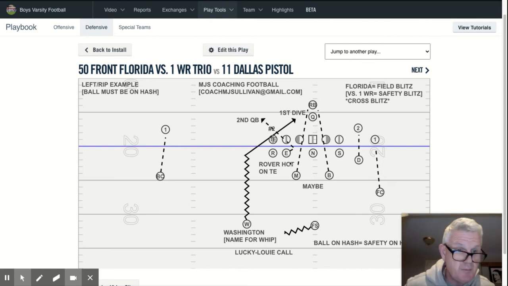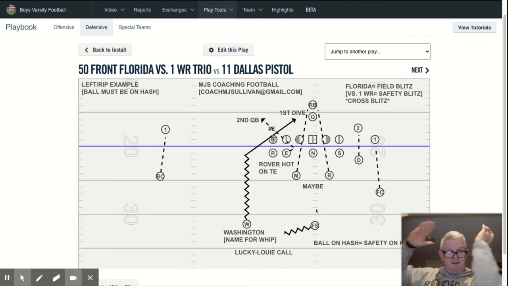And this is versus 11 personnel or any personnel. Again, how many wide receivers are there? So that leaves our safety to the field. He's available to blitz. He doesn't have anything to worry about in coverage. And I'll talk about the other safety in a minute. So when we teach our field boundary and we put the ball in the hash in practice.